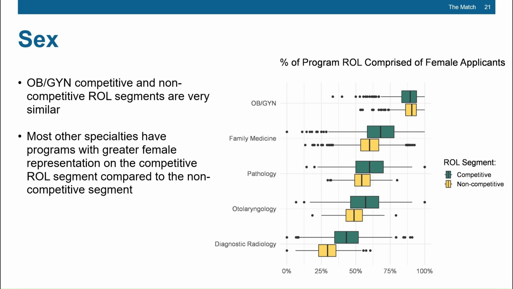The other specialties appear to have greater female representation in the competitive section of the role, as indicated by the median lines in the green boxes being farther to the right than the yellow boxes. This difference is most notable in diagnostic radiology, where we see a greater gap between the role section medians and very little overlap of the green and yellow boxes. While diagnostic radiology programs rank predominantly male applicants, this does suggest a trend that female applicants may be ranked more competitively.